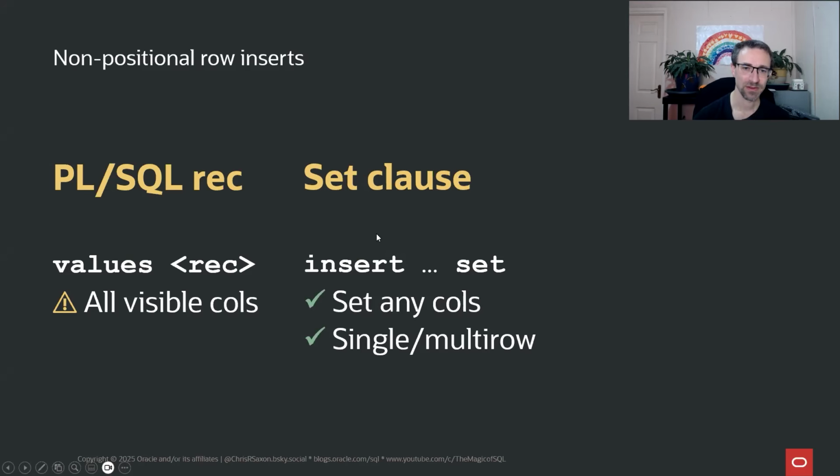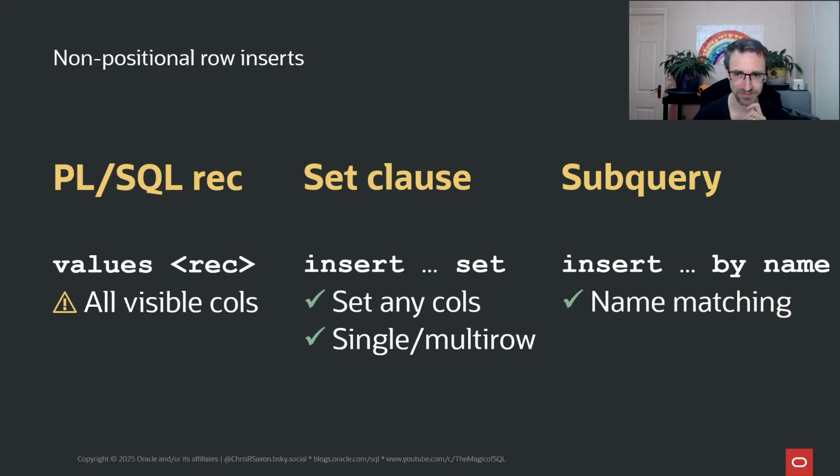In 23.9, we added the set clause. So we can use this to set any columns, and it's single or multi-row. If you've got multi-row, you need the parentheses and then comma separate them. And we can also use a subquery for non-positional name matching. So we do insert by name. Okay, so that covers probably the vast majority of insert statements that you would write.